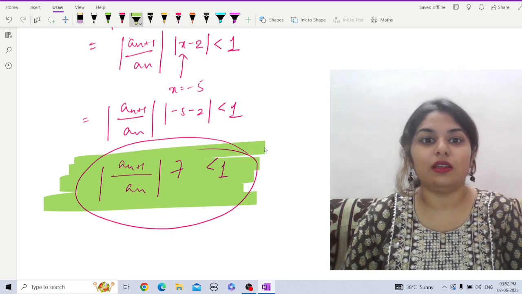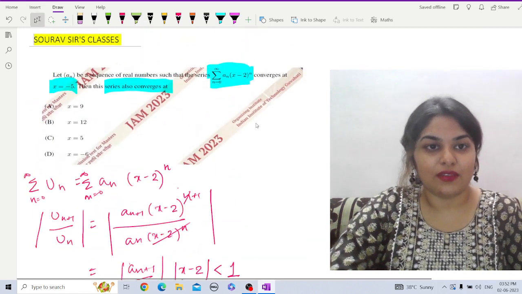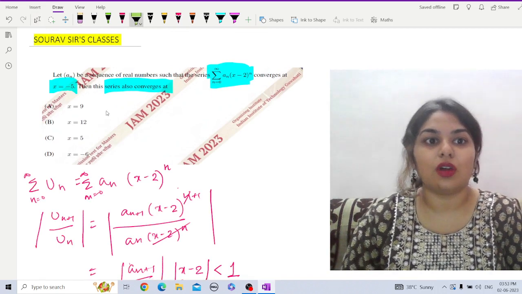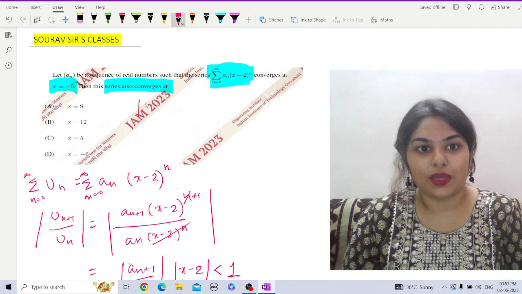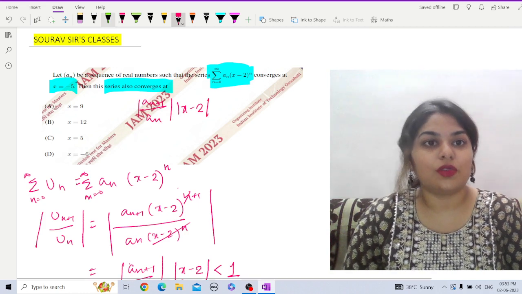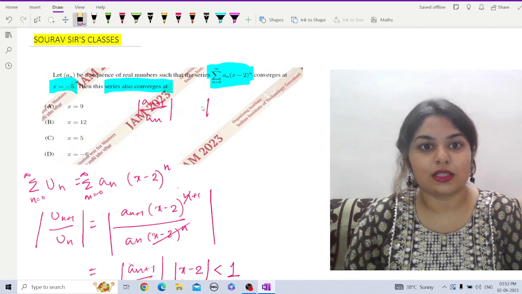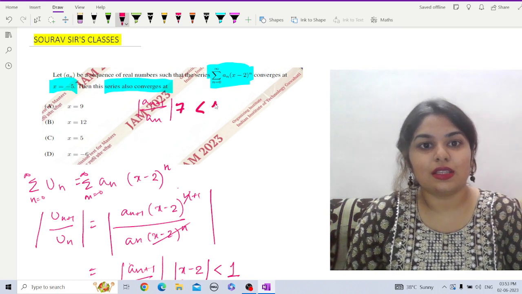let us try the different options, because we have to show that this is convergent at x equals minus 5, then what are the other options it is possible? So for that, let me write down here what we are comparing. We are comparing with mod of a_(n+1) by a_n times mod of x minus 2. We have already calculated that this is convergent at 7. That is, we have this equation. Okay, in this case this is convergent.